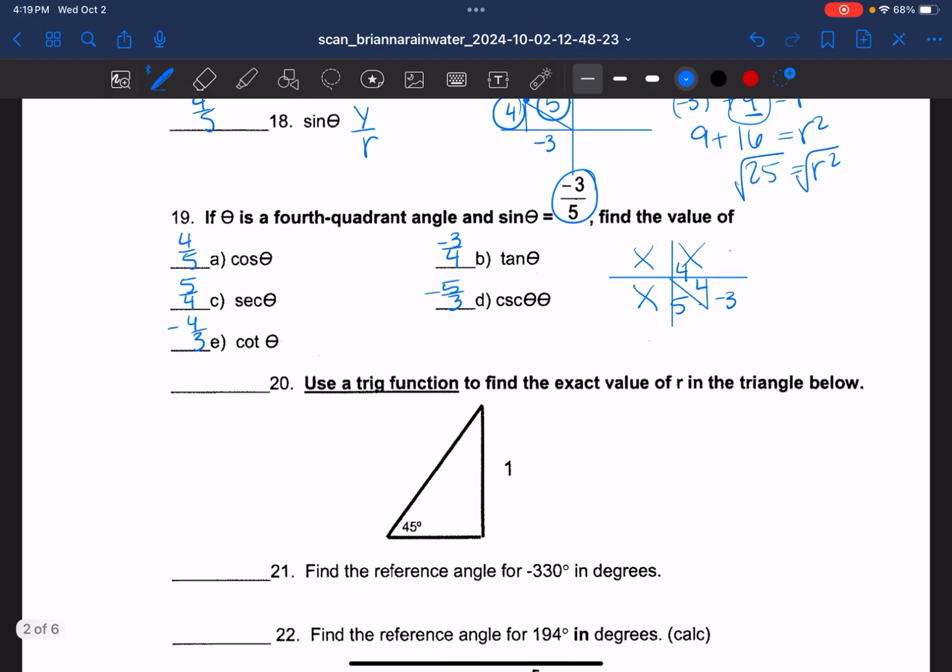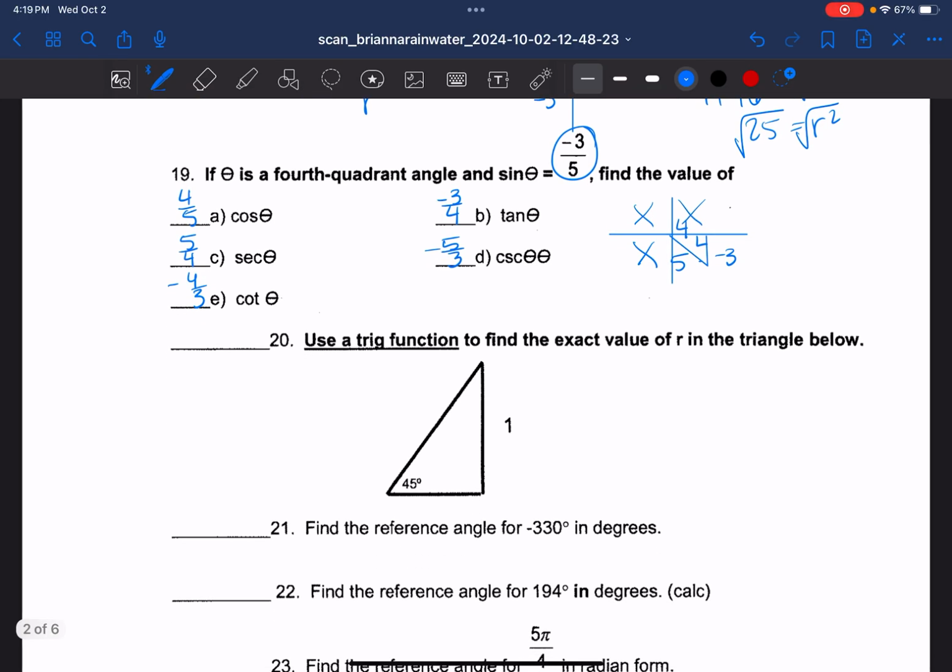Okay, number 20 wants us to find the value of r. Well, based on how it's drawn here, if this is a 45-degree angle and this side is 1, this side would also have to be 1, and this side would have to be square root of 2. I know the key says 10 square root of 2. That's because originally this side over here was a 10, not just a 1.